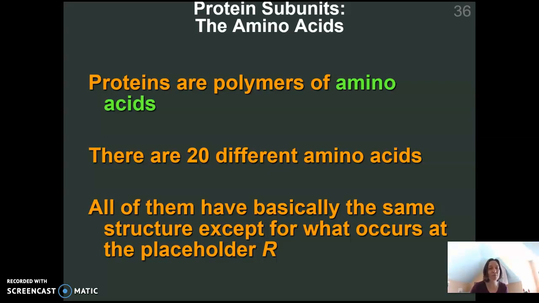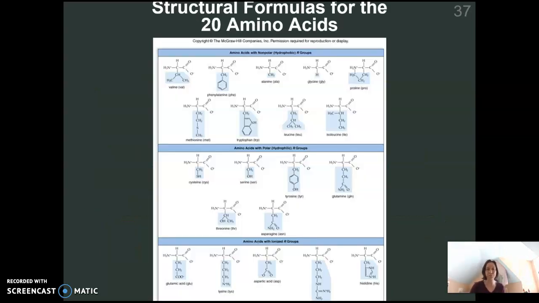So proteins are polymers. I use the term polymer and macromolecule interchangeably. These are polymers of amino acid monomers. So amino acids make up the protein. And there are 20 different amino acids that are found commonly. And all of them have the same basic structure except for what happens at one position.